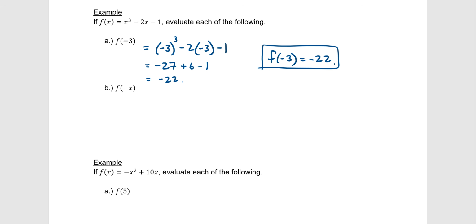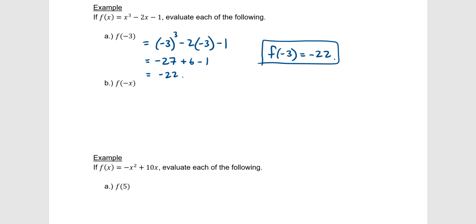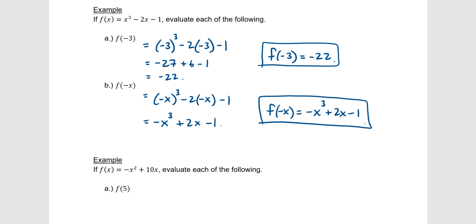Okay, next one for b, evaluating f of negative x here. We're going to plug in a negative x everywhere there's an x. And we end up getting negative x cubed minus 2 times negative x minus 1. So negative x to the third is the same as negative x to the third without parentheses because it was an odd exponent. Next term, negatives cancel to a positive, plus 2x, and then minus 1. Okay, and that is our final result for that one.